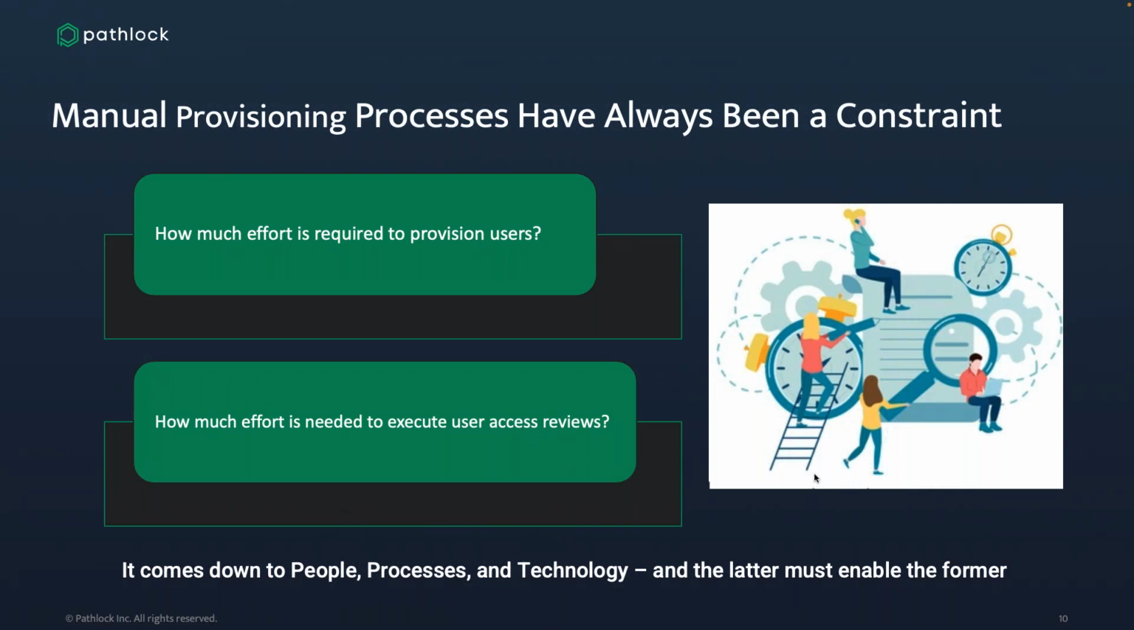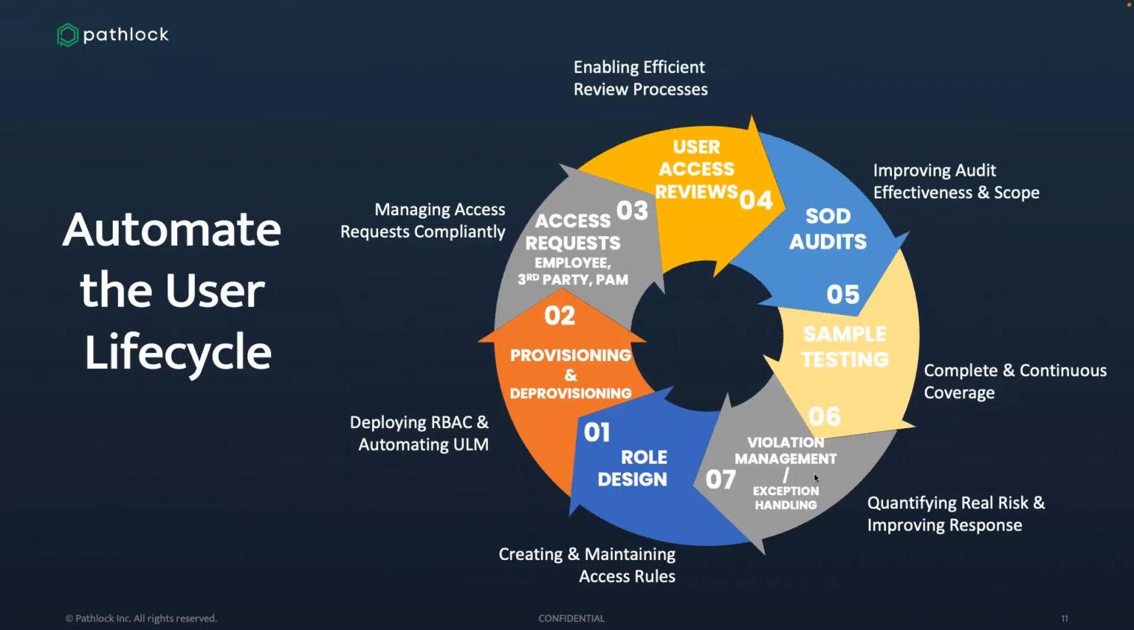And it really comes down to people, processes, and technology. And the technology has to do a better job of enabling the processes and the people to be effective ultimately. And that's what you've got to really achieve. So when we talk about automating that user life cycle, this is kind of that cradle to grave life cycle management of that user. And it starts with role design. And that's one of the reasons why the user access reviews and the role designs are so important, because you need to set up your roles in a way that's finite. They need to be very explicit as to what they grant access to.